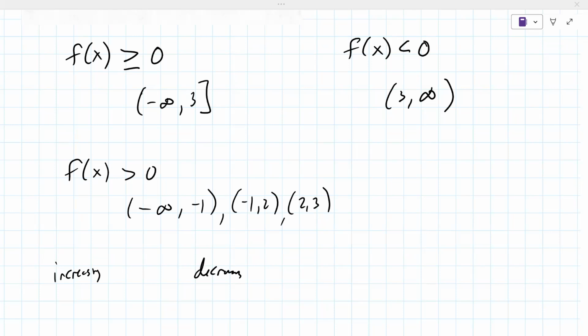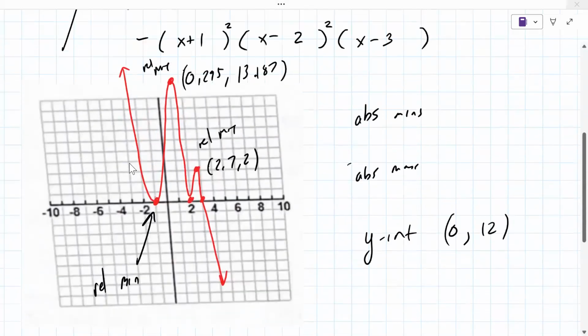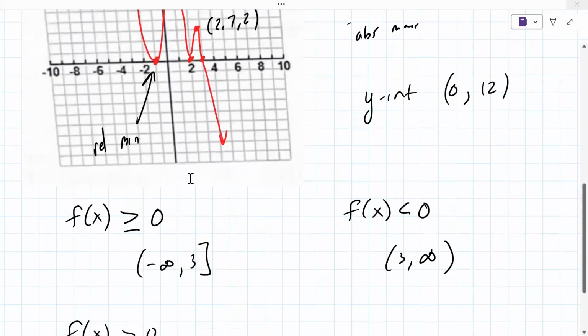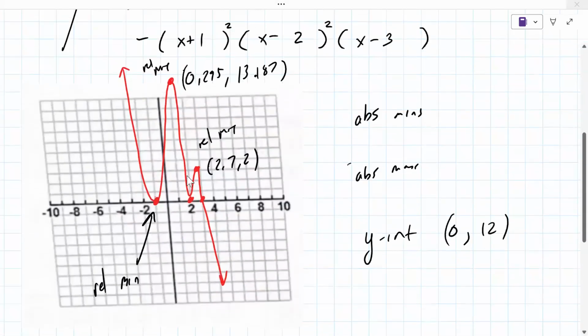Right, so it's increasing from -1 to 0.295, and then union 2 comma 2.7. Good. And then it's decreasing from negative infinity to -1, and then 0.295 to 2, and then 3 to positive infinity.